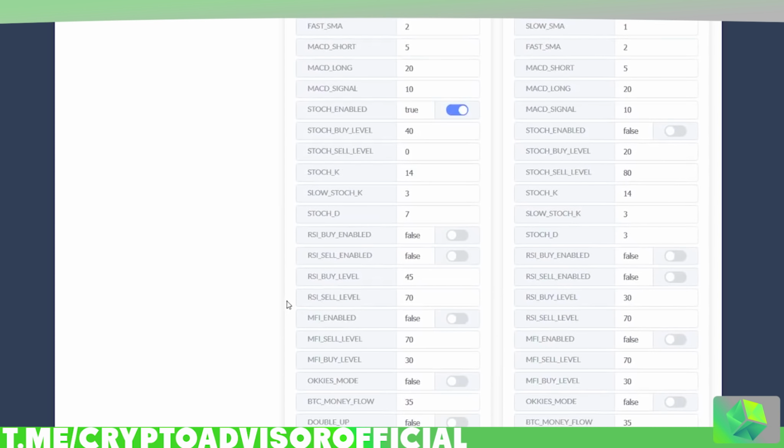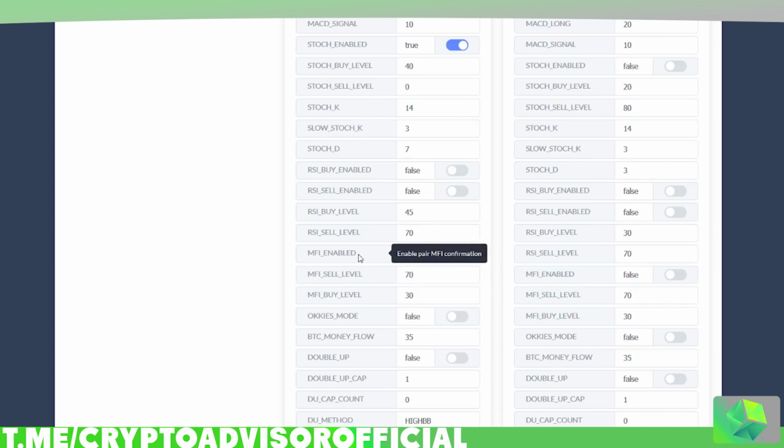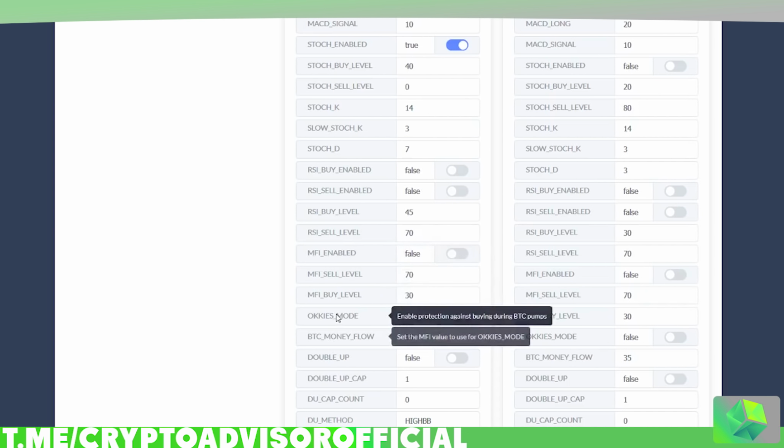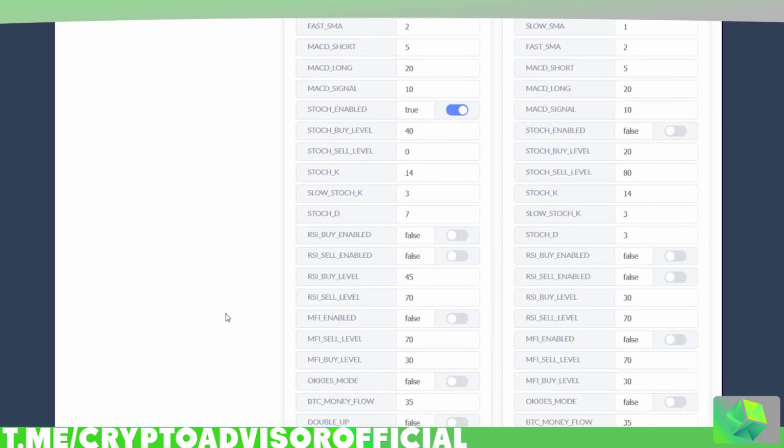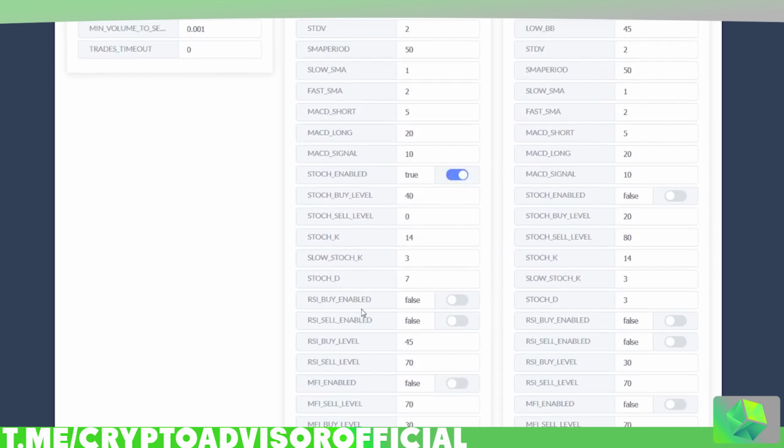So this is the important part. This is the new stuff that Gunbot has added. So these are what they call the confirming indicators. So these are really, really cool. These are indicators such as stock RSI, RSI, MFI or money flow index, and then O'Keefe's mode, which I'll talk about later, but stock RSI, RSI, and MFI are the main ones.